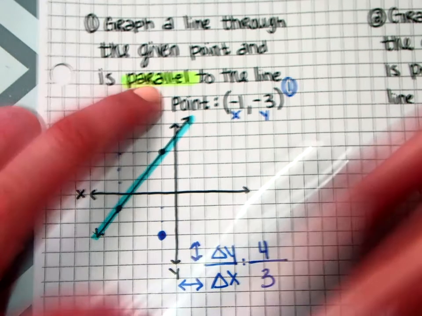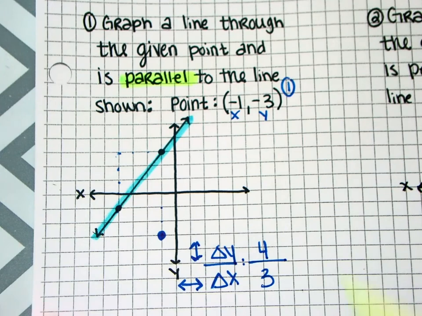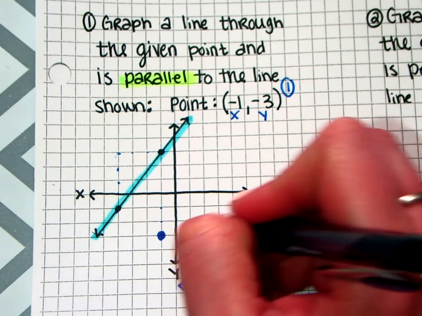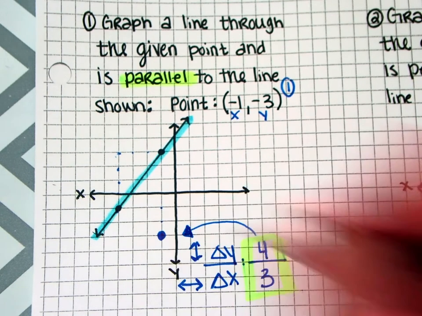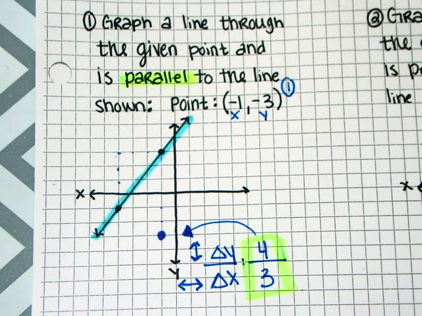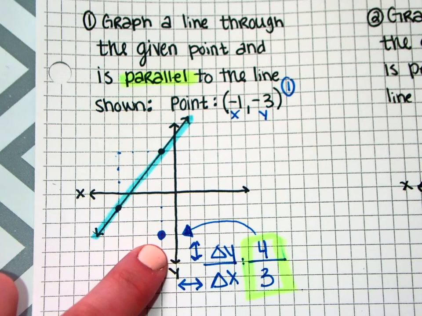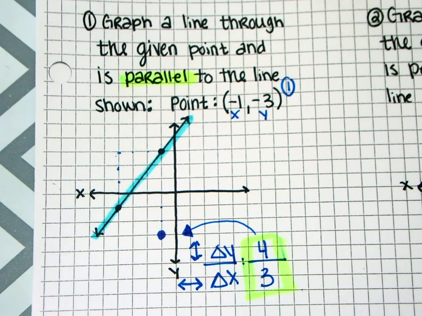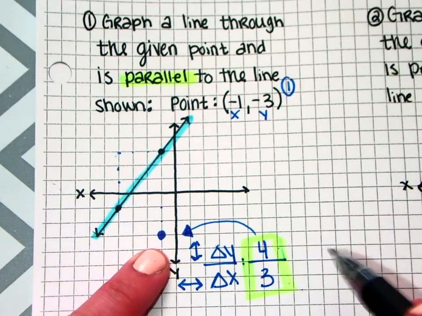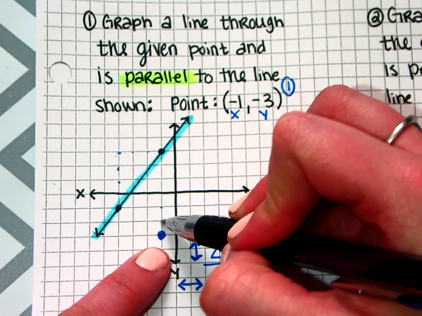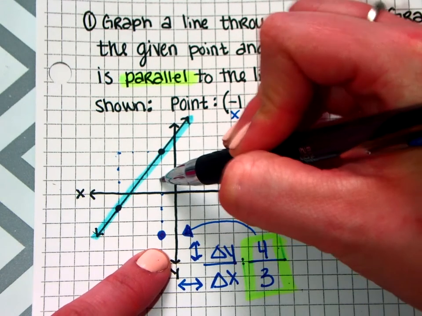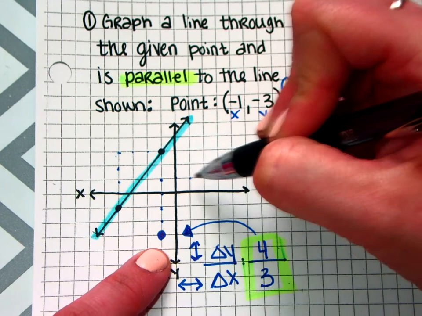Since I want the slope parallel, I'm not going to change it. I'm going to go ahead and graph this slope, and I'm going to plot that slope from the point that we plotted originally. The reason we're starting at this point is because we want our line to go through that point. So I'm going to count up 4 and right 3 from the point. So up 1, 2, 3, 4, right 3, 1, 2, 3.